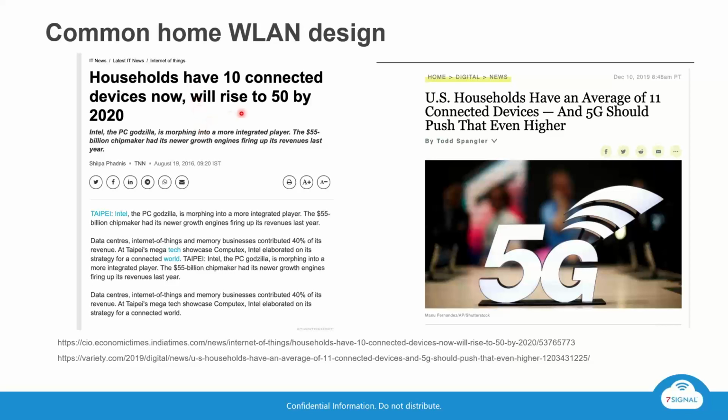I took the liberty to get some marketing material, and I love looking back in the past to see if something happened accurately in the future. This is from 2016, and it says households will have 10 connected devices now, and will rise to 50 by 2020. I always tell my kids, if anybody says in 50 years it's going to be X, take it with a grain of caution. Then here we have one from December of 2019, and it said U.S. households have an average of 11 connected devices. So that's a little bit off. And 5G should push that even higher.